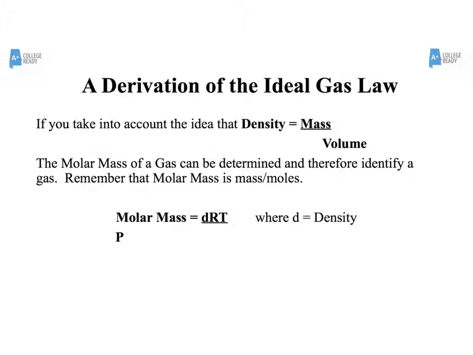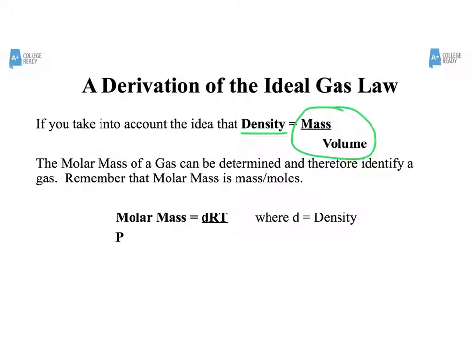So sometimes we encounter a derivation of the ideal gas law, which involves another characteristic of the gases, and that would be density. So we have to go back to the beginning of chemistry when we first learned density, and remember density is equal to mass over volume. So we can use this equation to calculate the molar mass or the density of some gas. If we end up calculating molar mass, we're going to be able to identify the gas.